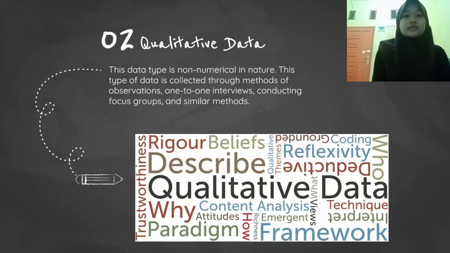Okay, going to the next kind of data, that is qualitative data. This type of data is non-numerical in nature, meaning that it's not in the form of numbers. This data is collected through methods of observations, interviews, focus groups, and other similar methods. It is really important in understanding the particular thoughts of our respondents, because sometimes we do not need exact numbers for our analysis, but we need their detailed thoughts, for example.